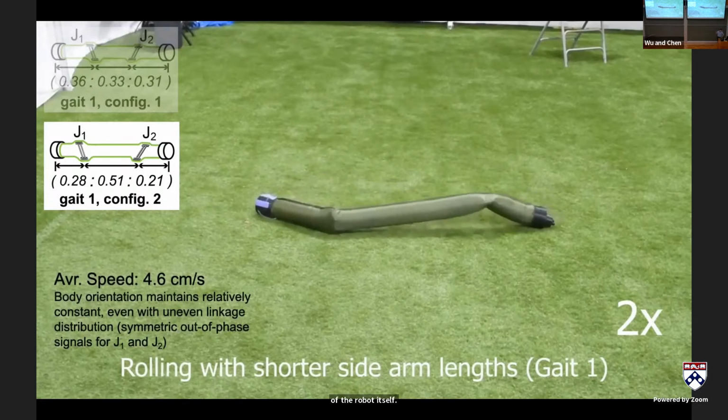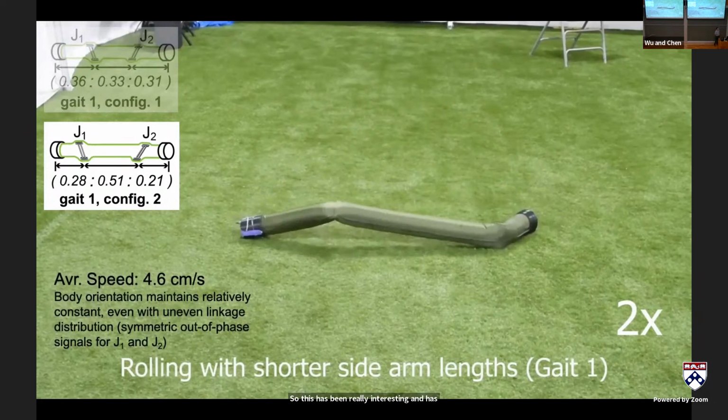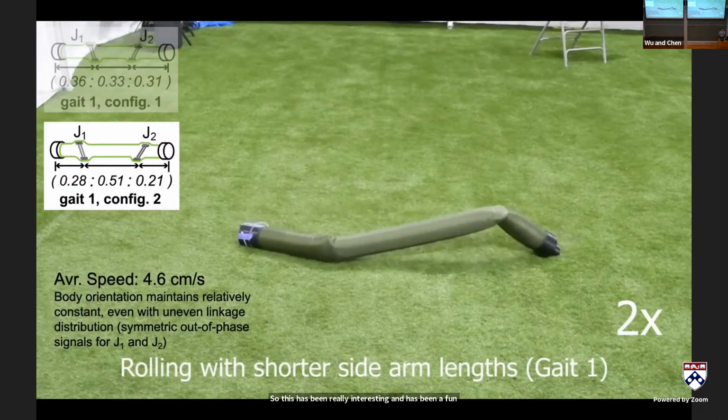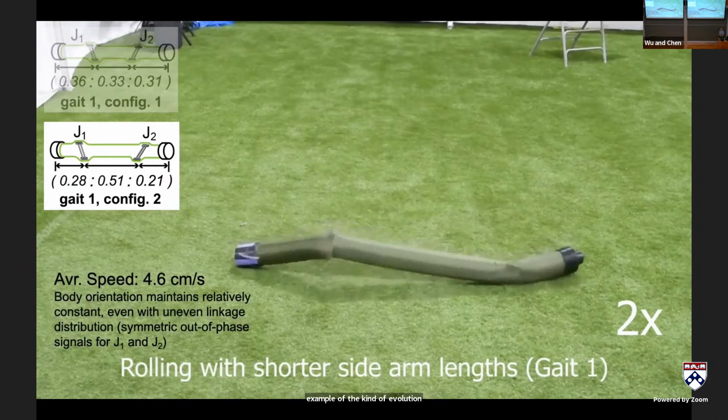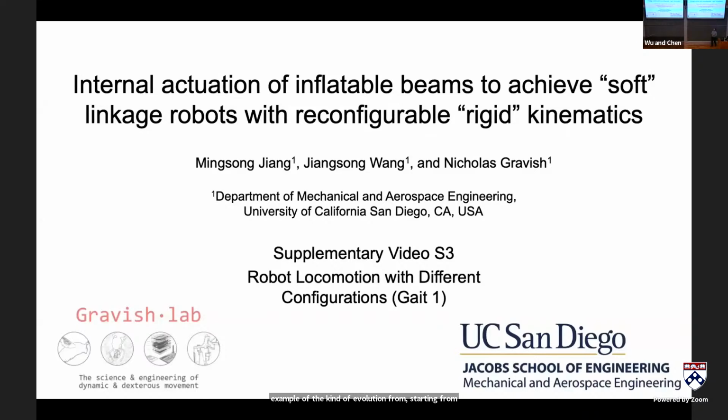So this has been really interesting and has been a fun example of the kind of evolution from starting from paper rolled tubes, thinking about vacuum systems that can produce pinches, to then moving on to these positive pressure inflated tubes. There are many more steps in the middle of that. But the ultimate result is, I think, a very interesting sort of combination of these rigid and soft systems that, again, through the reconfigurability, allow these robots to adapt to different locomotion challenges.